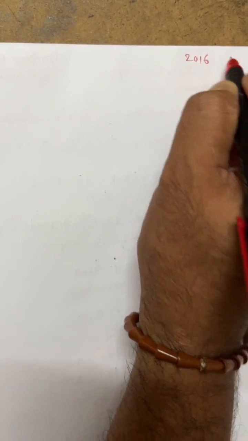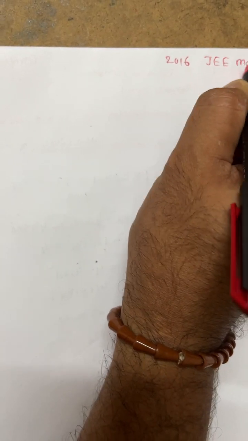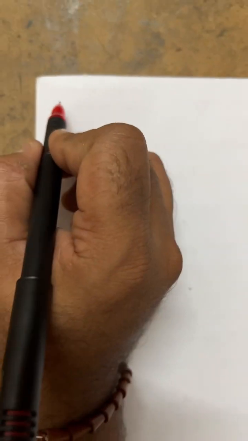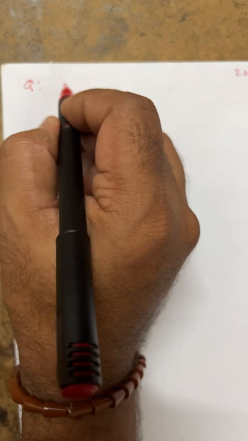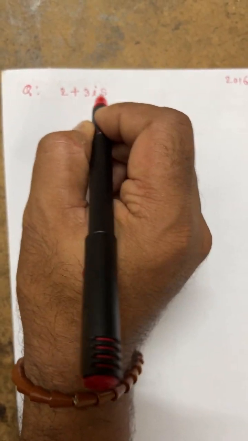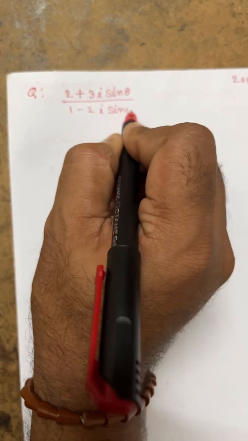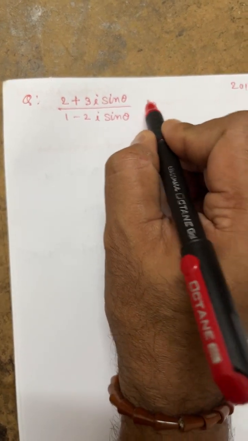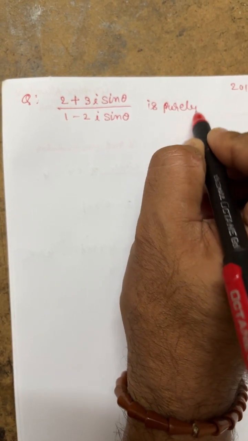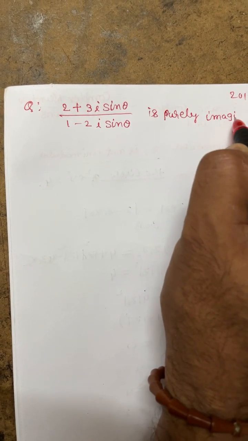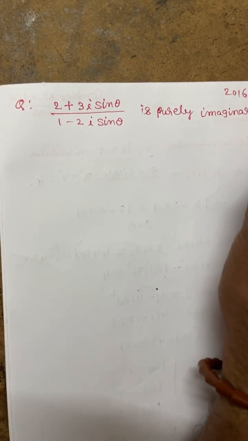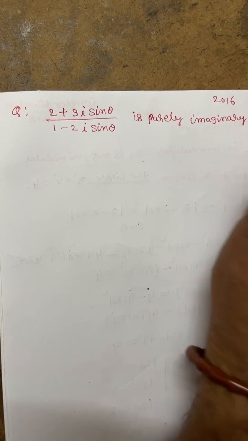The next one is a very simple type of question. It is given in 2016 JEE Mains. So what is the question? (2 plus 3i sine theta) divided by (1 minus 2i sine theta) is purely imaginary. Then theta equals question mark.